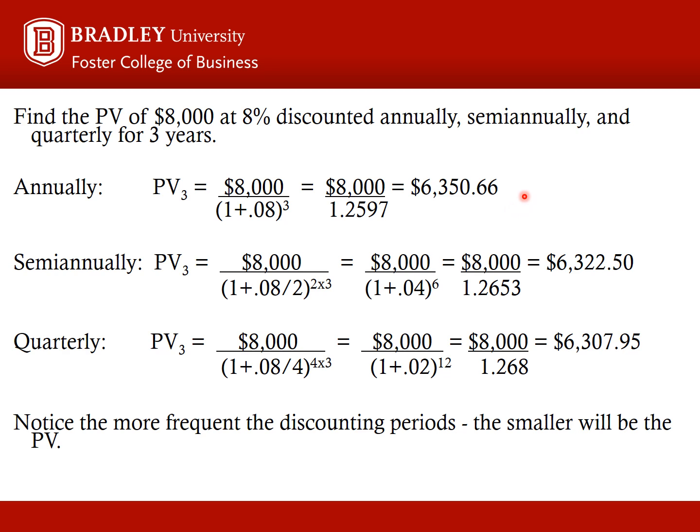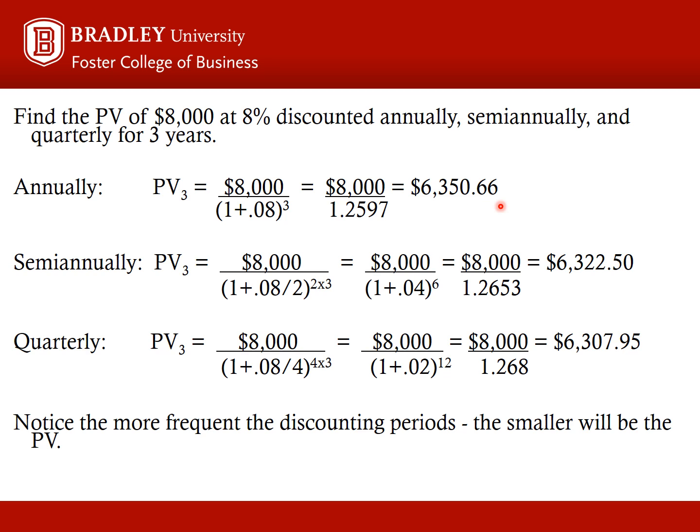Annually is a straight present value problem, and I just did it all here using the calculation version, but again, you can use the tables, and I'll explain that as we go through. So the present value, we're discounting back 3 years, of $8,000. We've got 1 plus the interest rate of 8%, raised to the 3rd power because we're discounting back 3 years, and so we get 8,000 divided by 1.2597, and that gives us a present value of $6,350.66.